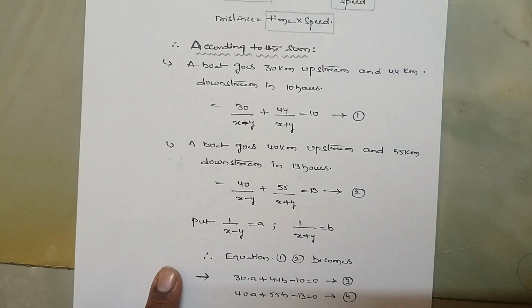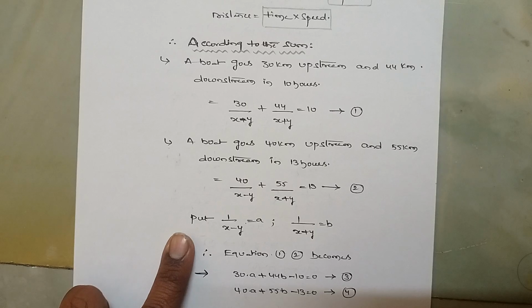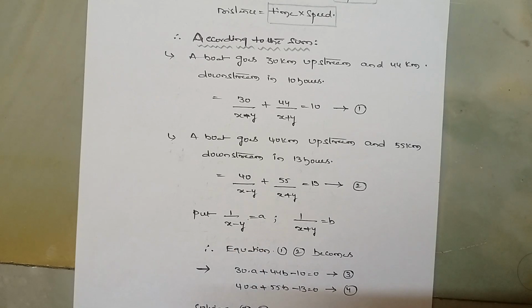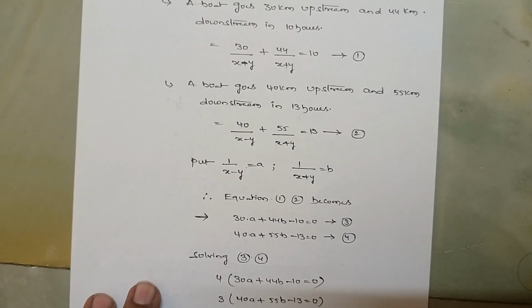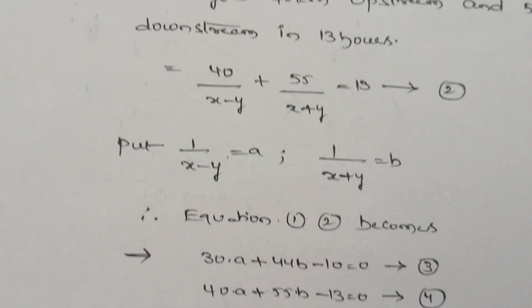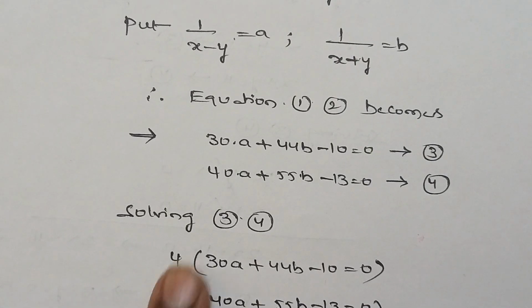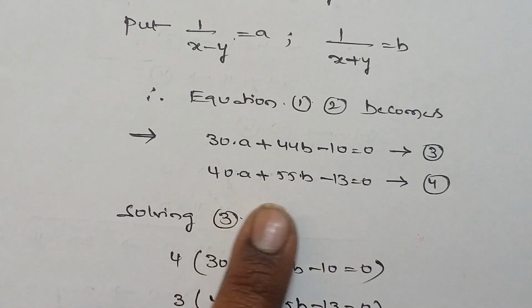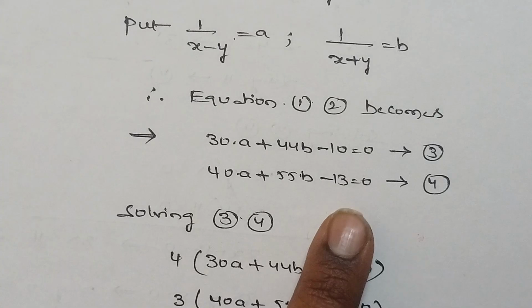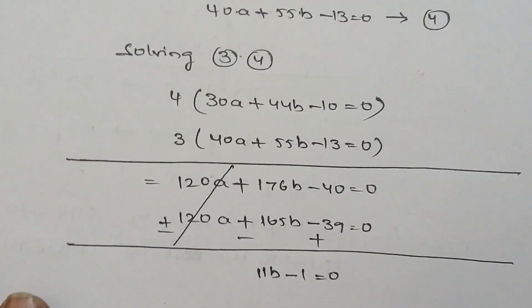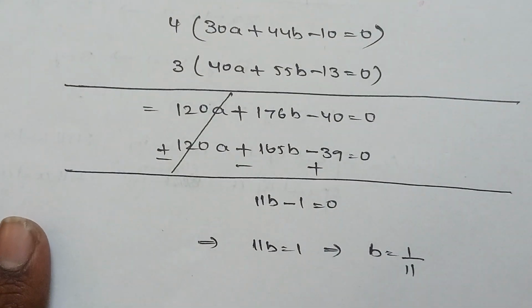Solving, this is not in equation form, so put 1 by x minus y equal to a, and 1 by x plus y equal to b. Then it becomes 30a plus 44b minus 10 equal to 0, and 40a plus 55b minus 13 equal to 0. Solving 3 and 4, we get b equal to 1 by 11.